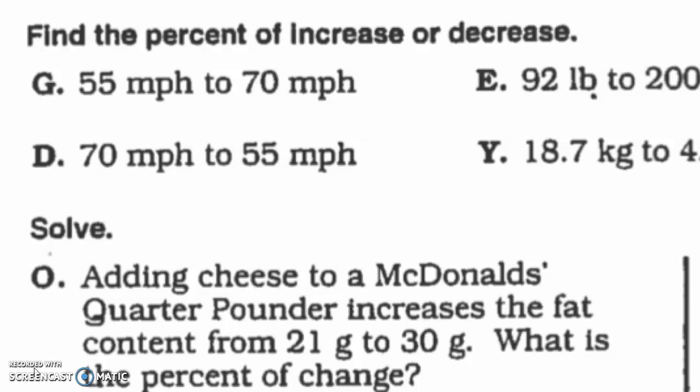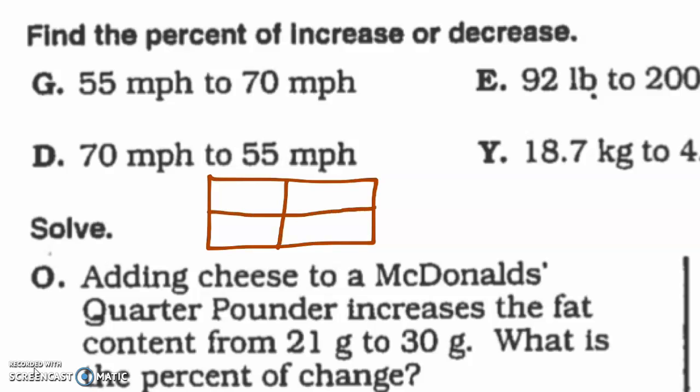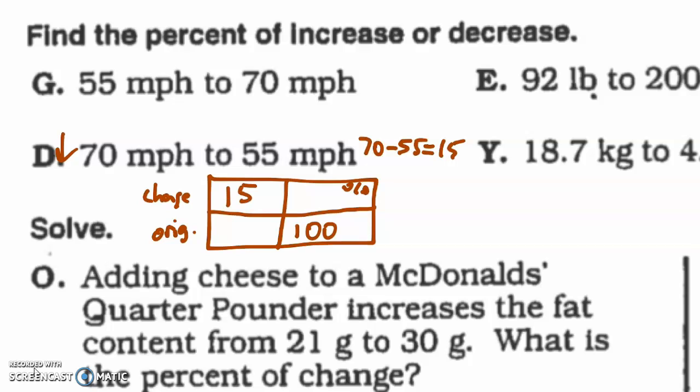D. So this is percent of change. So you're going to make your box. 100 on the bottom right. It's going to be some percent above that. Got the original on the bottom and the change on the top. So 70 miles per hour to 55, it's going down. So first we have to find the change. How much did it change? You do 70 minus 55, which is 15. So 15 is the change. The original amount was 70.